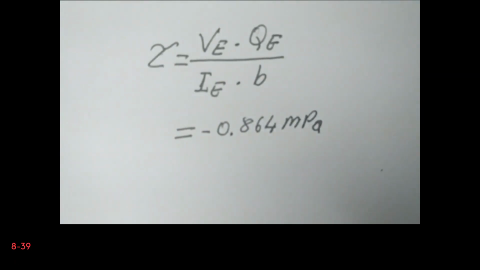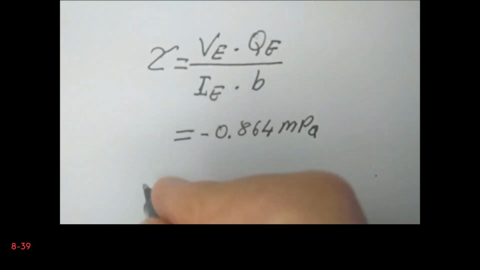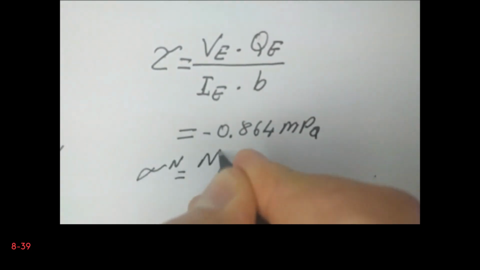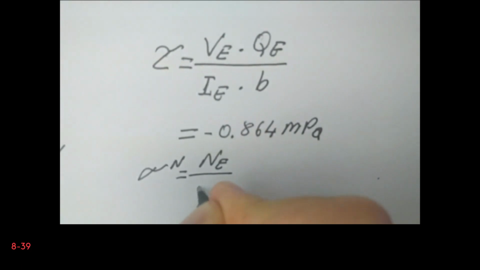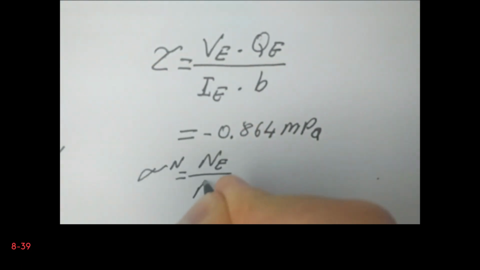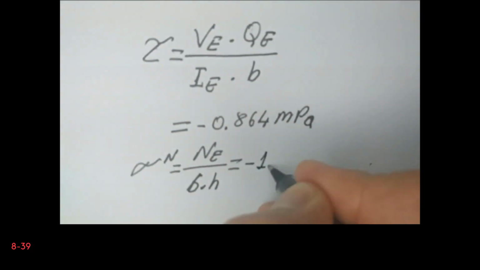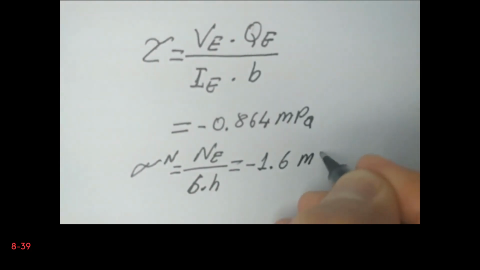Now we have two stresses. One is due to the bending and the other one is due to the axial loading. Let's calculate the stress due to the axial loading. So sigma n is equal to NE divided by the area. Area is B multiplied by H. So it is minus 1.6 megapascals.